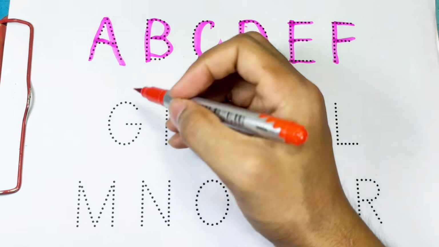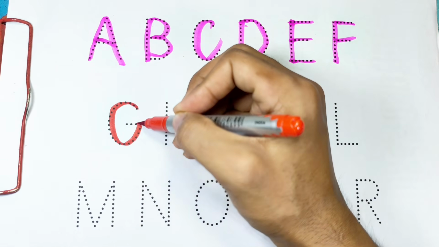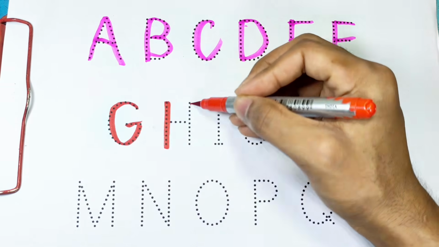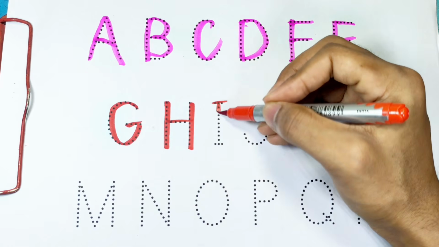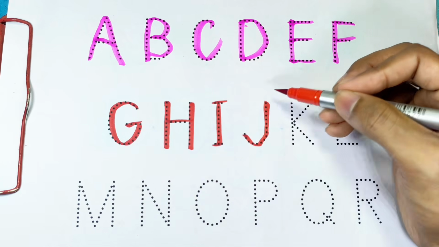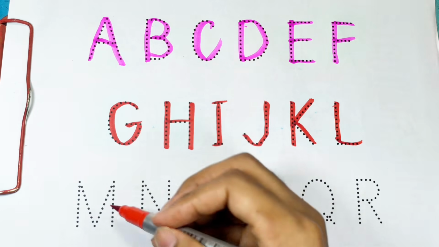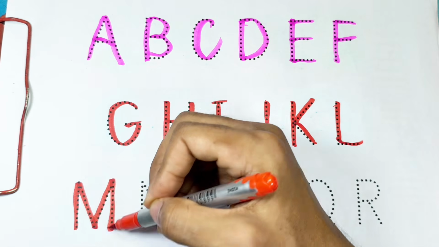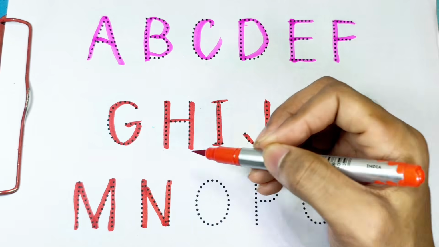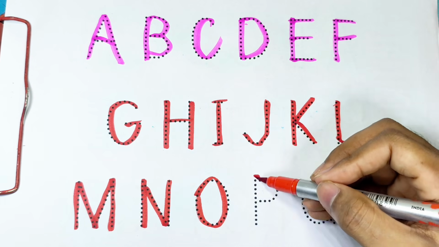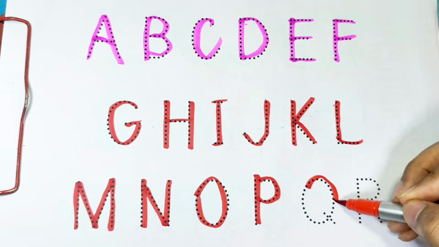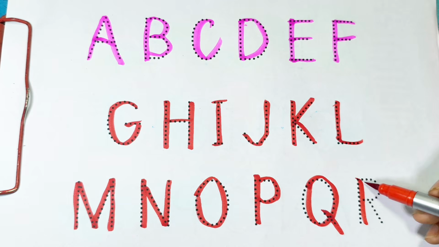Red color. Exactly. G for God. The next one is H. H for hand. I. I for eyes. J. K. L. L for lemon. M. M for moon, M for mango. N. O. P. Q. And the last one is R.